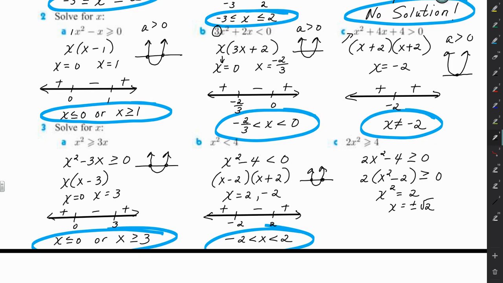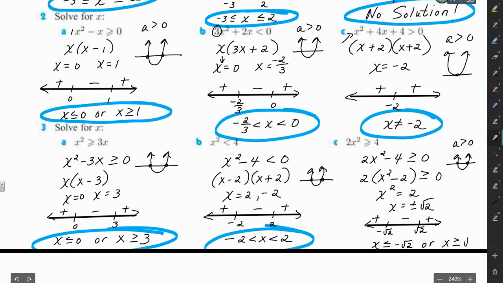We know that our value of a is greater than 0, so we know that we're going up, and we know that we have 2 roots. Draw your sign diagram. Okay, we're going to be positive, negative, positive. We're looking where this quadratic inequality is greater than or equal to 0, so wherever it's positive. So we want x is less than or equal to -√2, or x is greater than or equal to +√2.